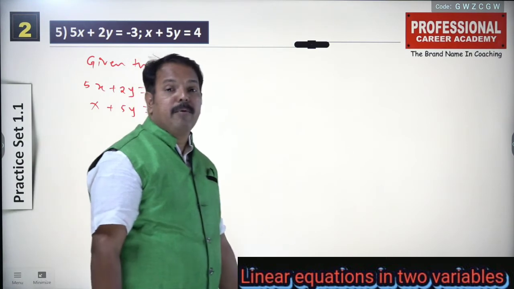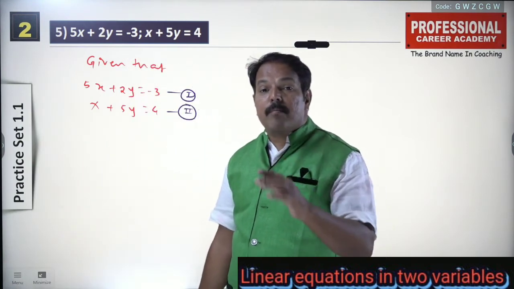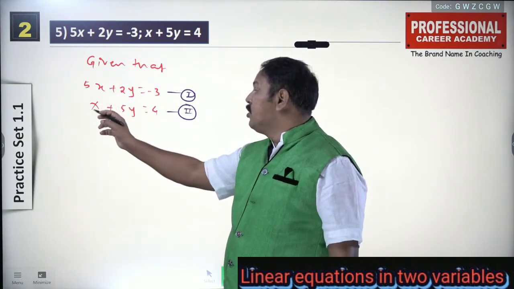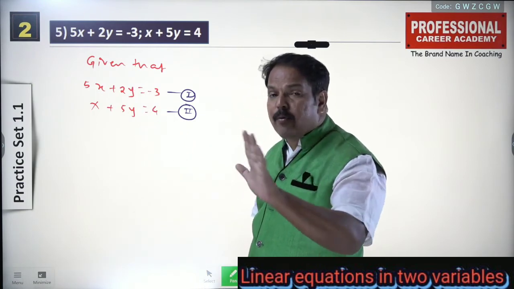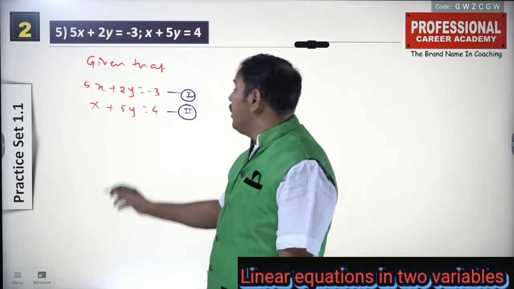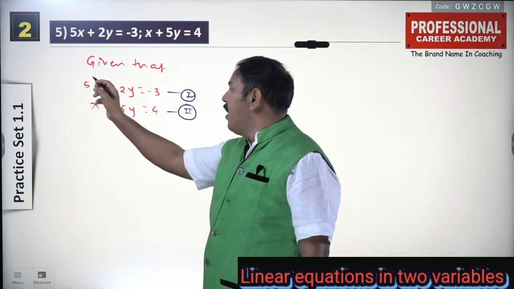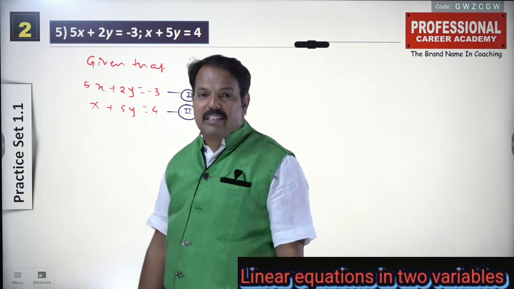Now look at this. See whether at least one of the coefficients is the same. Here it is 5, here it is 1. No. Here it is 2, here it is 5. No. So you have to equate the coefficient. How to equate? Multiply this equation by 5 so that it becomes 5x.